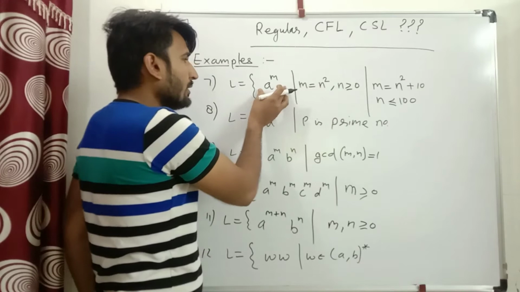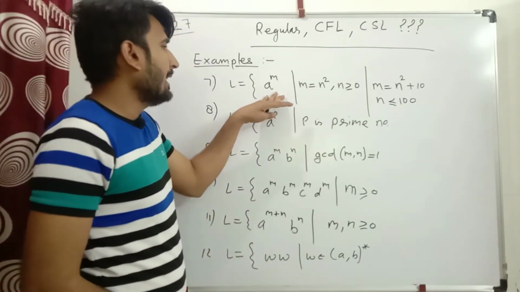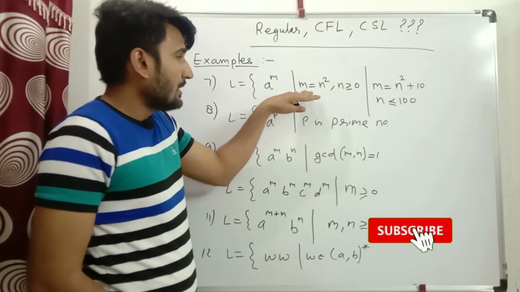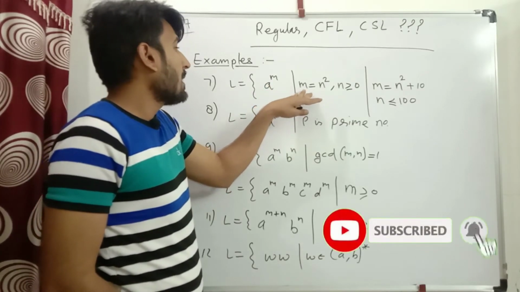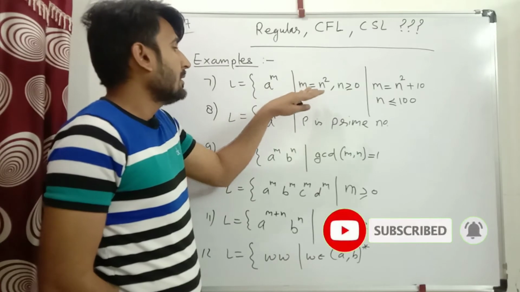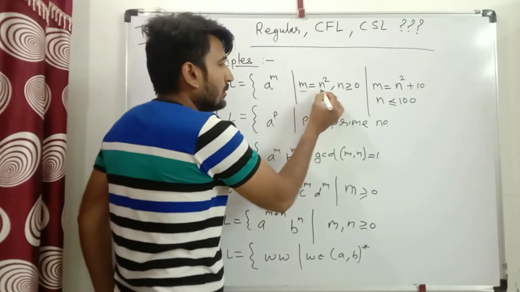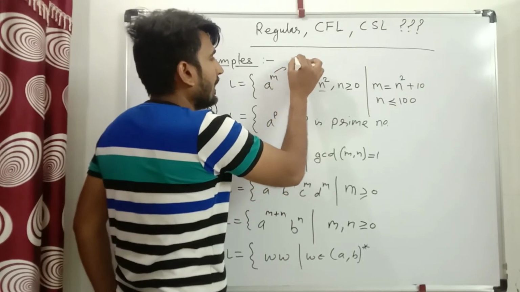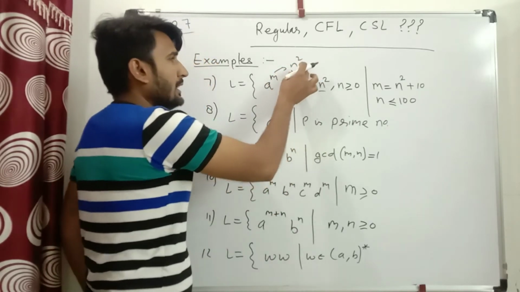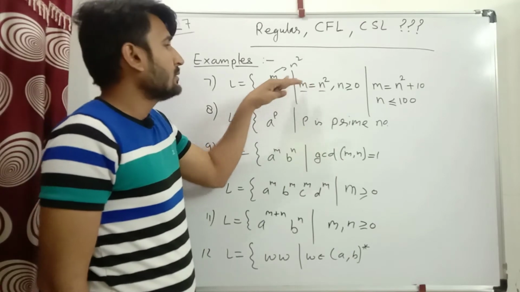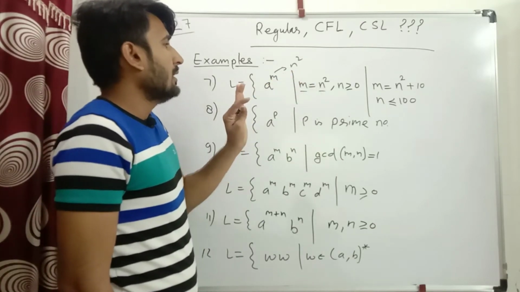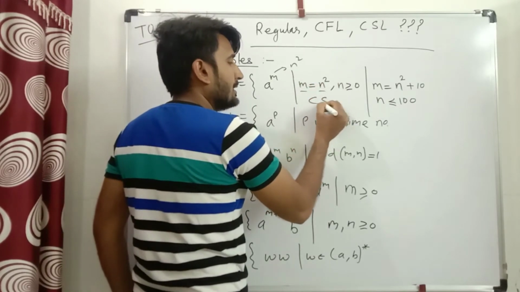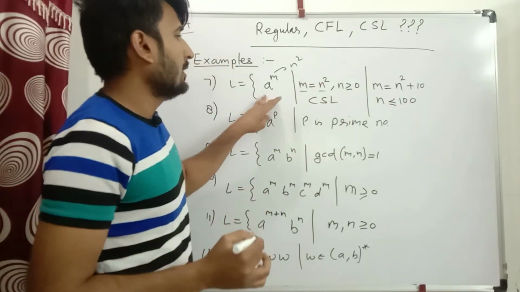Here you may think that there is a linear power, but if you put this value here, m equals n square, it will be n square. If you now see, this is a non-linear power, so it can't be linear, so it is non-linear power, so it is CSL.